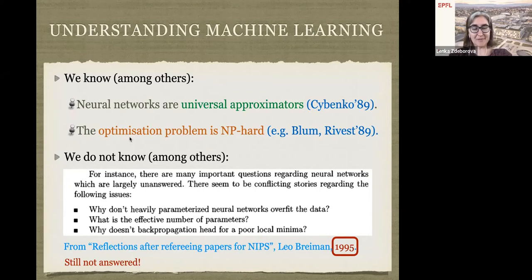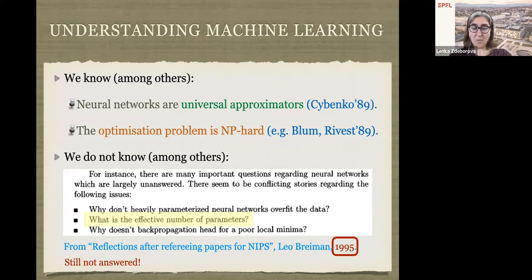These are not recent questions. I like to give this snapshot from an article that Leo Breiman wrote already 27 years ago, where he pins down some of the questions about neural networks, such as: why don't heavily parametrized neural networks overfit the data? What is the effective number of parameters? Why doesn't backpropagation head for poor local minima? These are pretty much the questions that we are still discussing today. They are largely not answered in a satisfactory way.